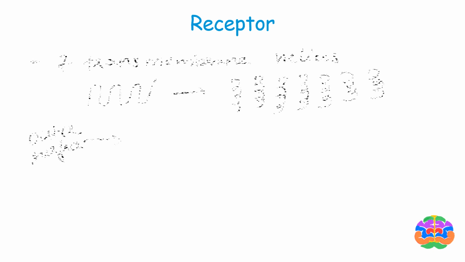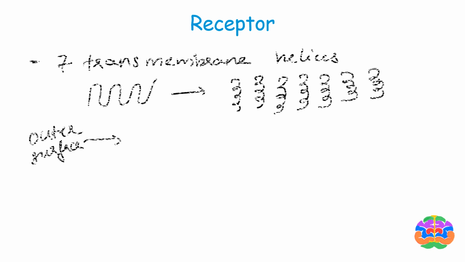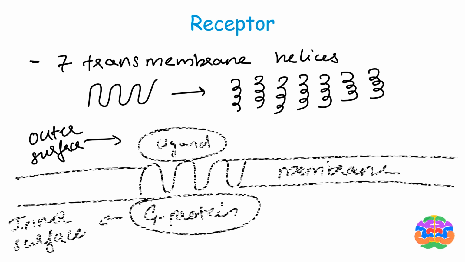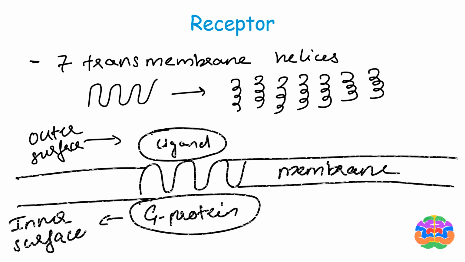Now let's talk about the receptor first. The receptor is a 7-transmembrane helix receptor. It has 7 transmembrane helices as shown in the diagram. The outer surface, which is extracellular, binds to the ligand, and the inner surface, which is intracellular, binds to the G protein.